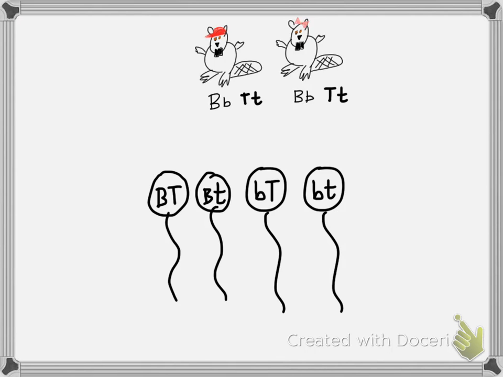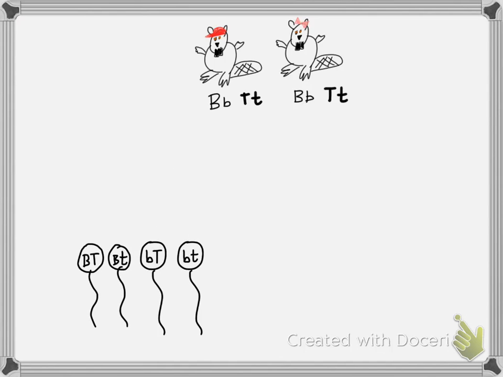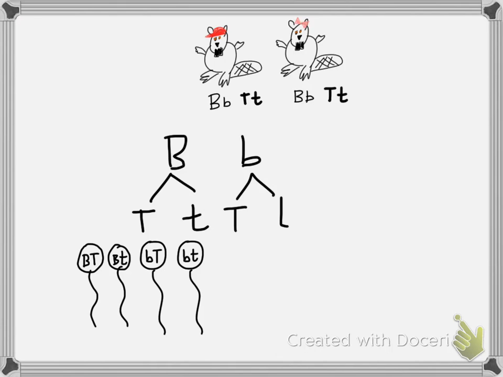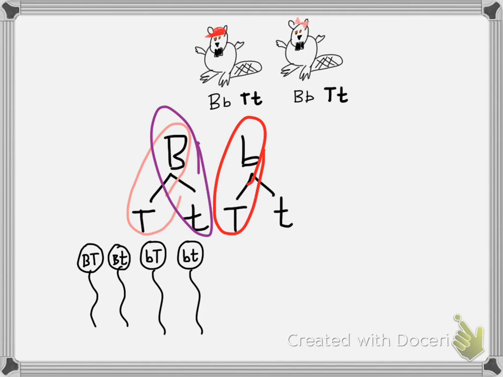We sometimes do this as a probability chart, and that's what's shown on your paper, where we say, okay, well, 50% chance of a big B or a little b. For every big B, there's a chance of a big T or a little t. For every little b, there's a chance of a big T or a little t. This is one possible combination. This is another. This is another possible combination. That's another. We have 4 possible combinations for his gametes. Does that make sense? Okay.